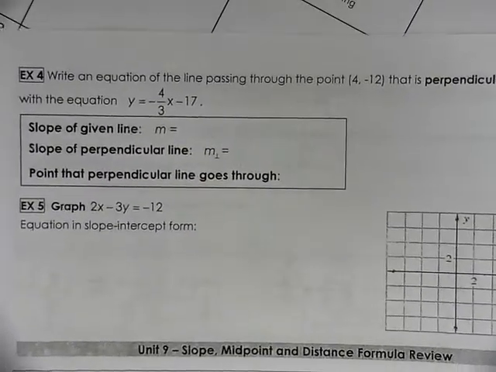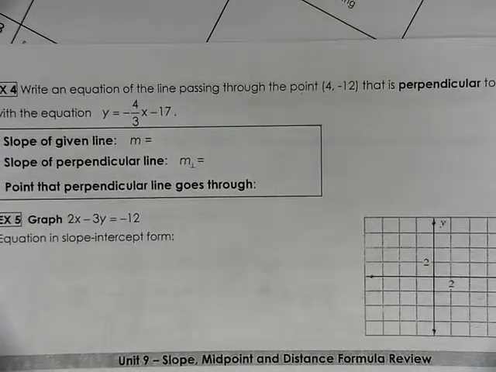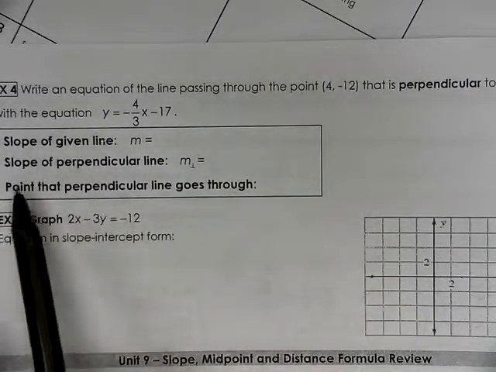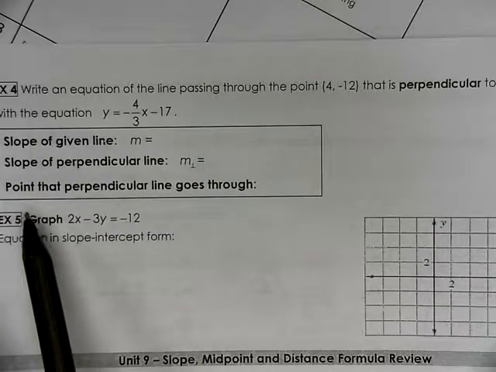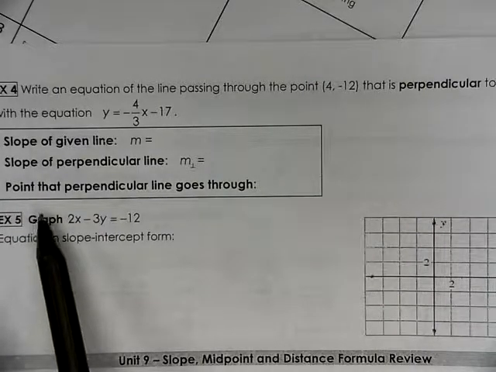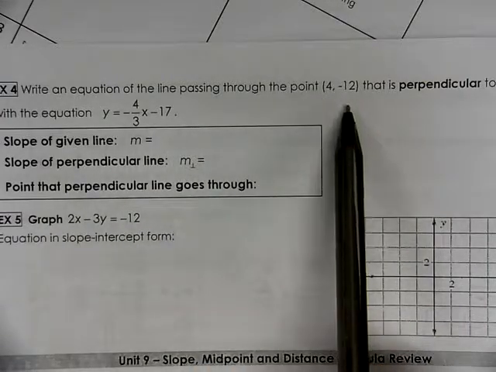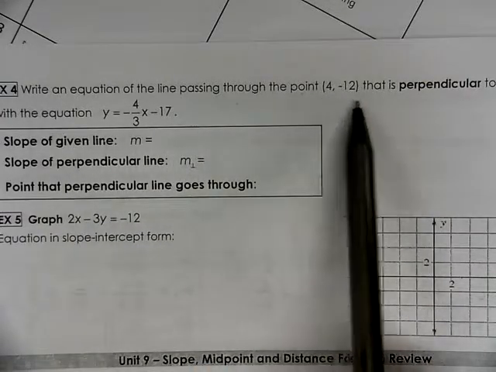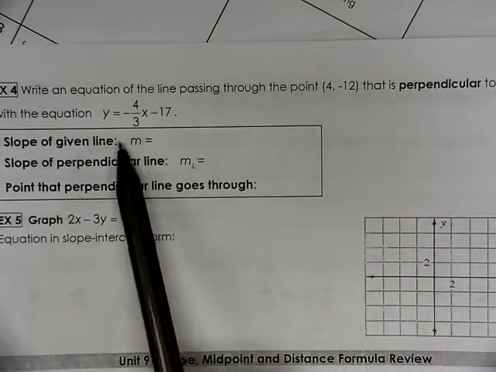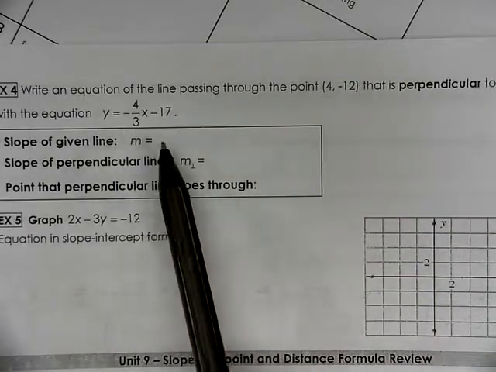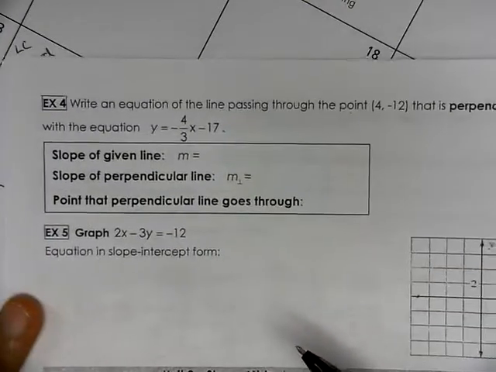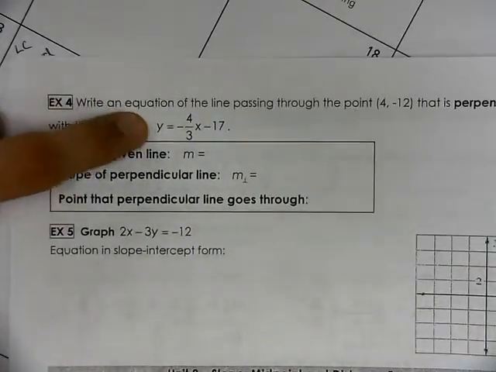Now let's try one similar. Write the equation of a line that passes through (4, -12) that's perpendicular to the line y equals -4/3 x minus 17. So start with the given line. What's the slope of the given line?